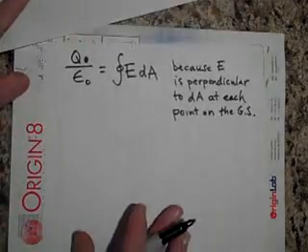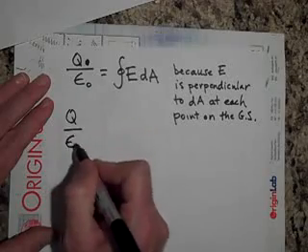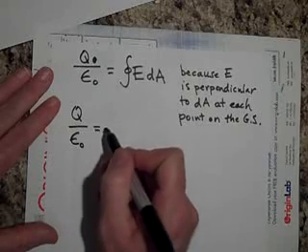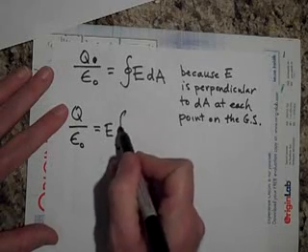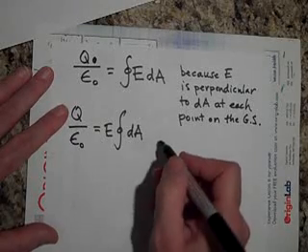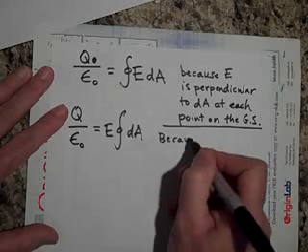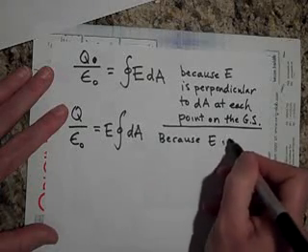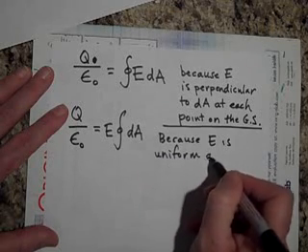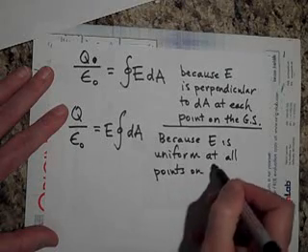And because of that, you can pull E out of the integral. So what we're going to say is Q over epsilon naught is equal to, I pull E out of the integral, and I'm left with this. Okay, well, the argument for that is I did that because E is uniform at all points on the Gaussian surface.